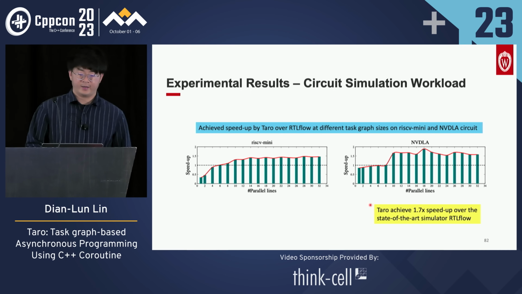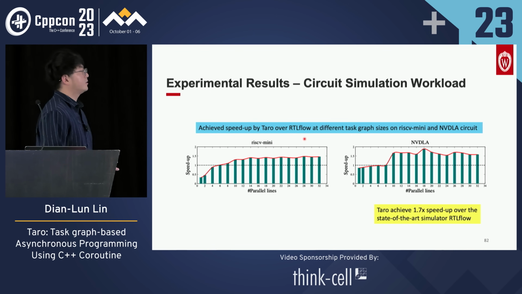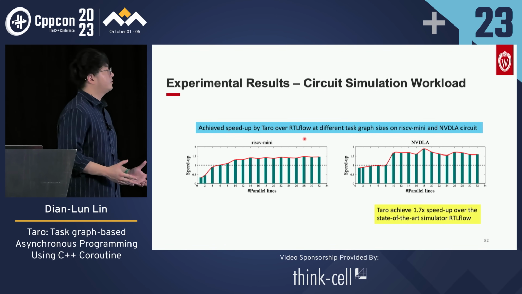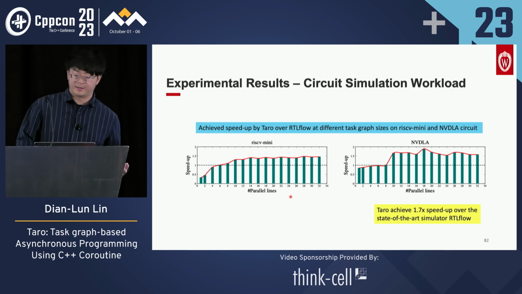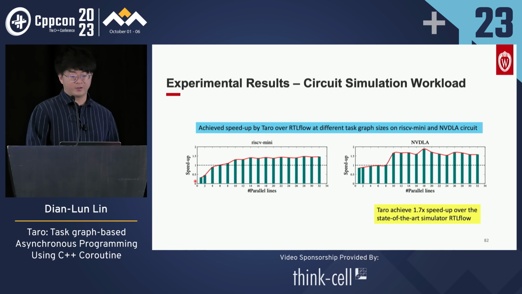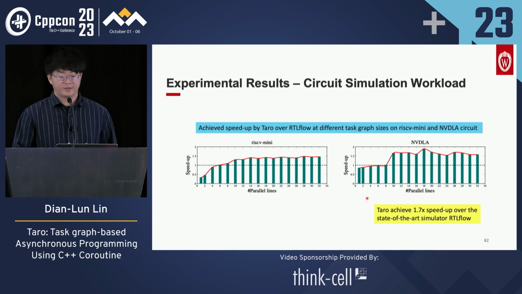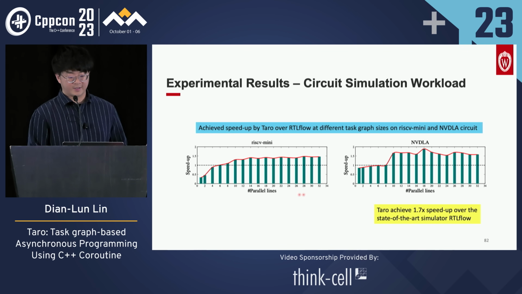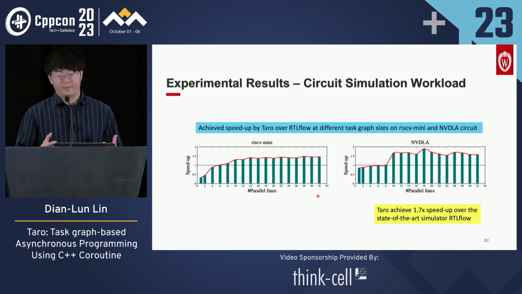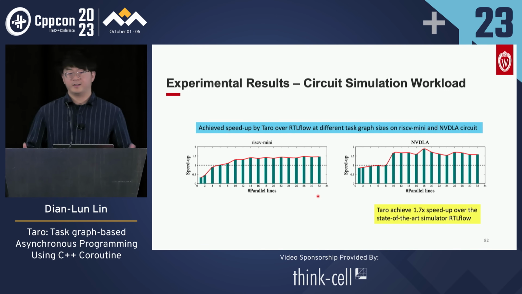Okay, so here I show the achieved speedup by Taro over RTL at different task graph sizes on 2 circuits. The x-axis is task graph size, and the y-axis is speedup. You can see when the graph size is small, RTL is faster due to limited parallelism available, because there's almost no chance to multitask. However, as we increase the task graph size, where parallelism becomes more abundant, Taro starts to outperform RTL because Taro now has more chance to multitask.